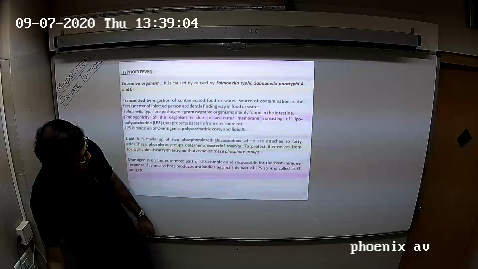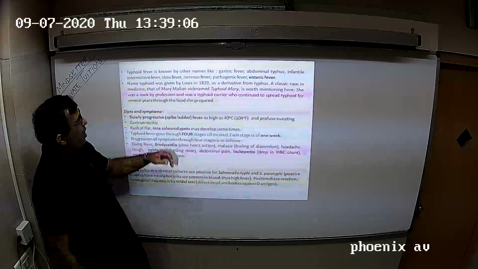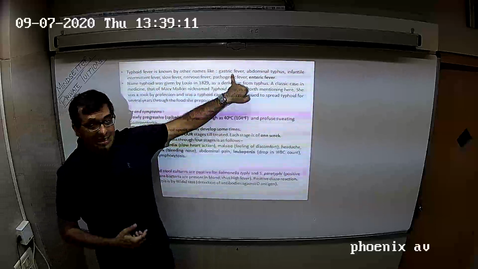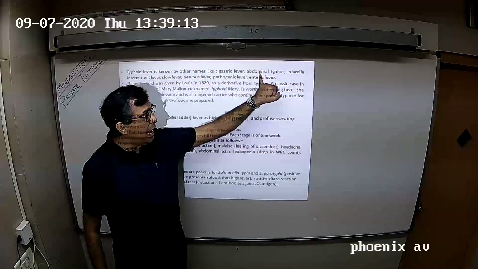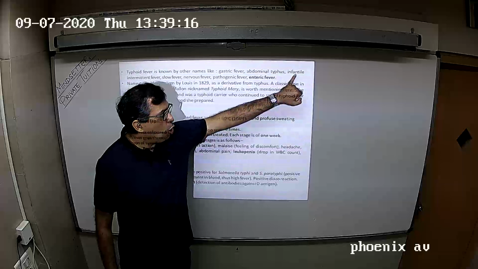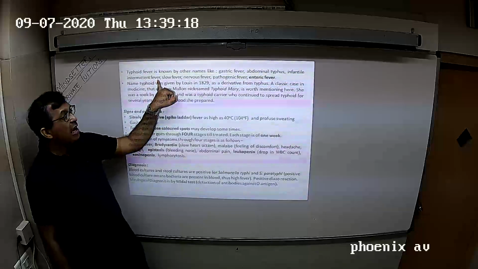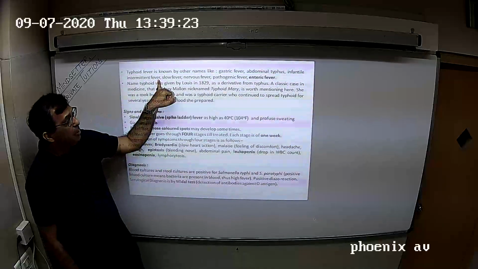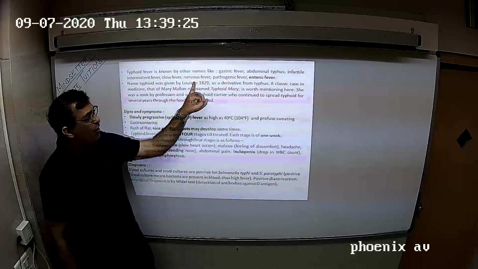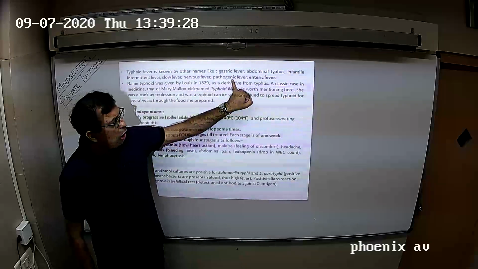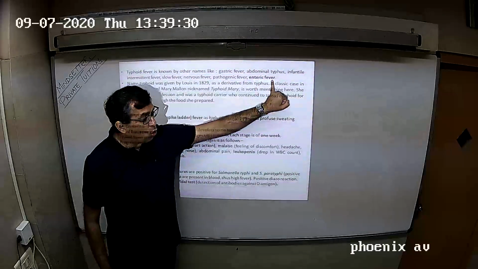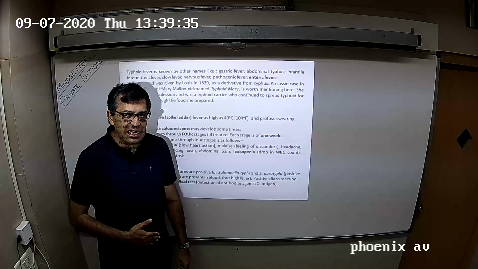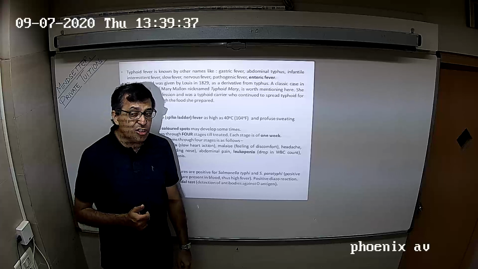Sir, what are known as. Typhoid fever is also known as gastric fever, stomach fever, abdominal typhus, also called infantile intermittent fever. Infantile intermittent, रुक रुक के आता है, intermittent fever, also called slow fever, also called nervous fever, also called pathogenic fever, also called enteric fever. And so ये enteric fever, enteric intestine, enteric fever जिसे भी ये जाना जाता है.